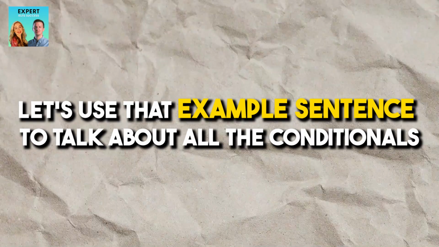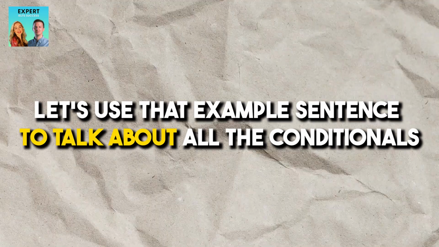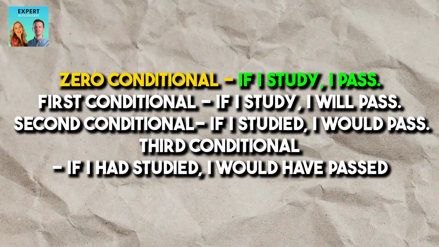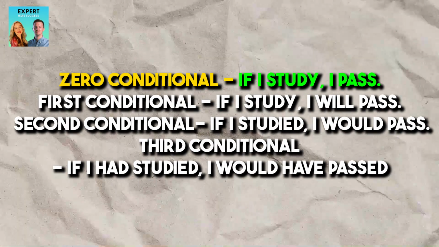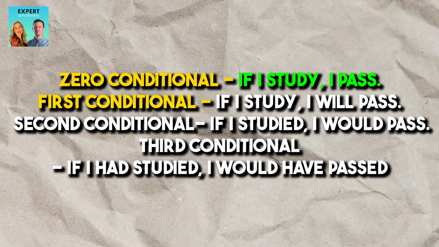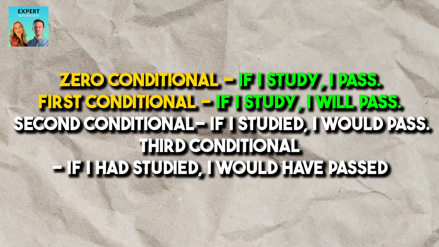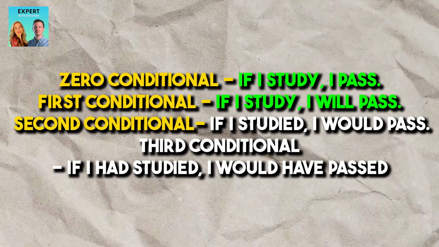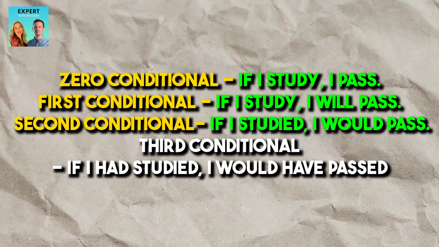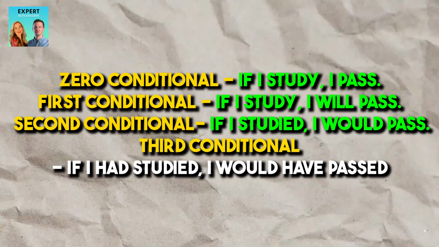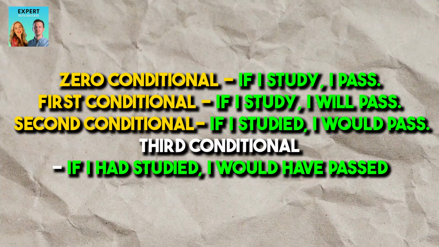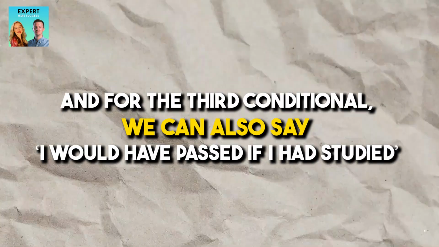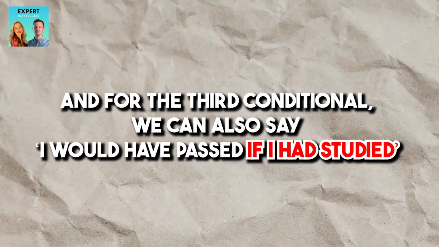Let's use that example sentence to talk about all the conditionals. So starting with zero conditional. If I study, comma, I pass. First conditional. If I study, comma, I will pass. Second conditional. If I studied, comma, I would pass. Third conditional. If I had studied, comma, I would have passed. And for the third conditional, we can also say, I would have passed if I had studied.